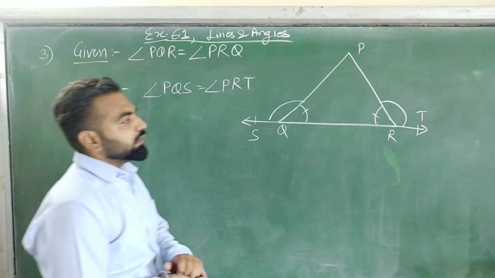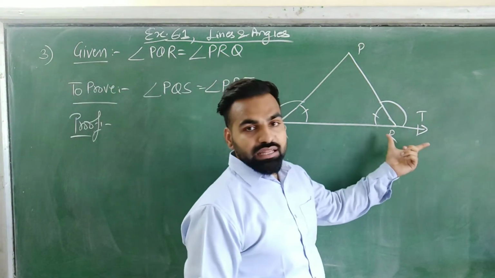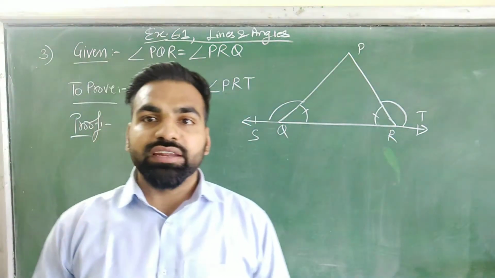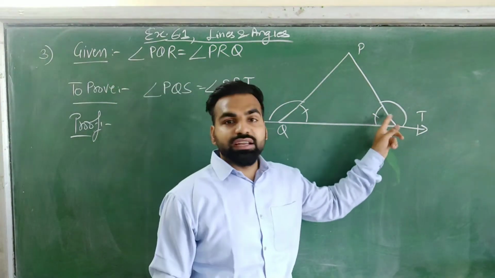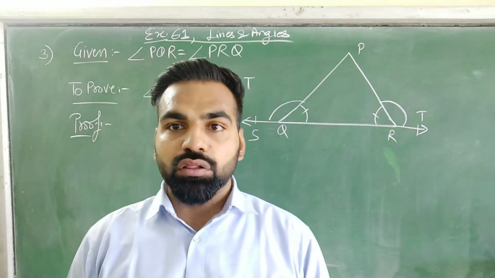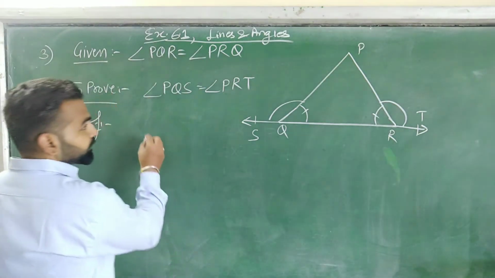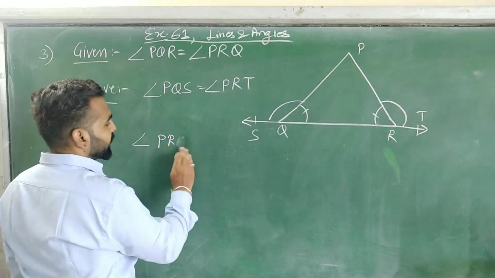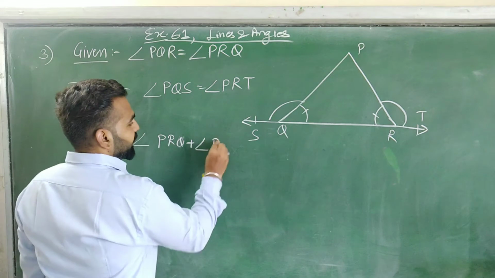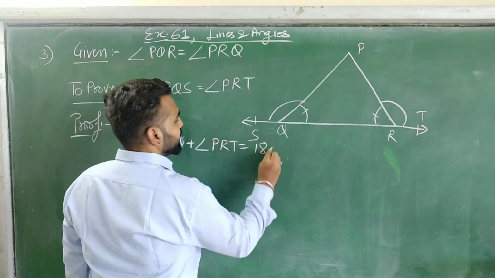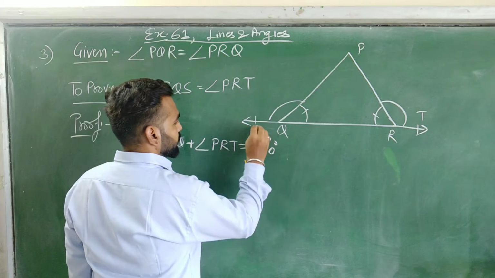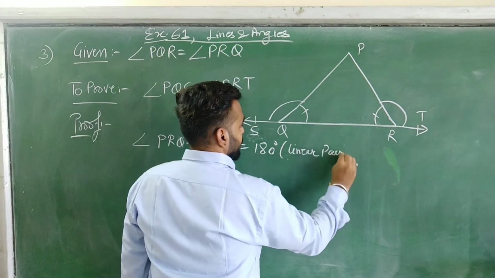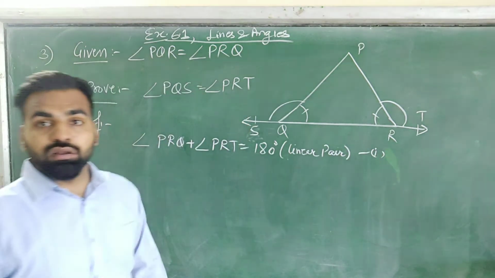So here we can see that QRT is a line. This is a whole straight line, and we know that on a straight line, if a ray stands, then the sum of the adjacent angles is 180, that we call linear pair. So here we can write angle PRQ plus angle PRT is equal to 180, linear pair. Say equation number 1.